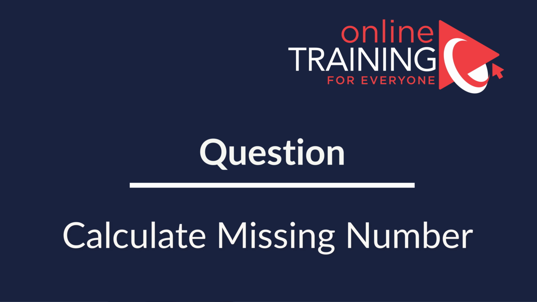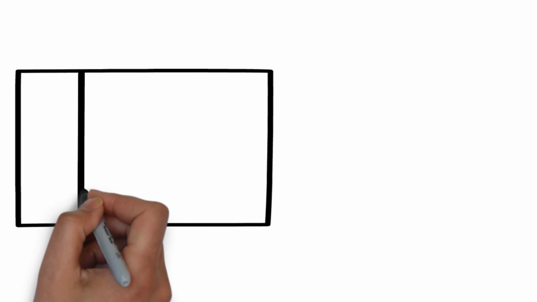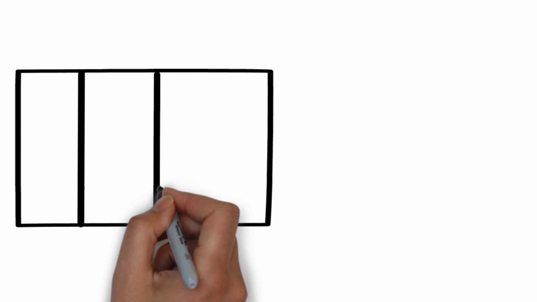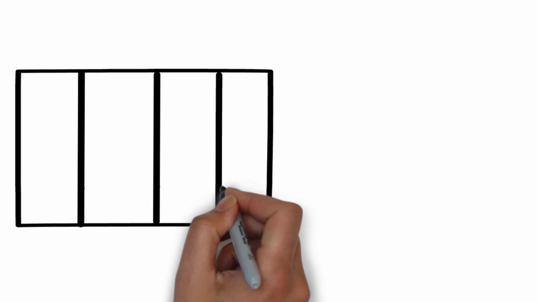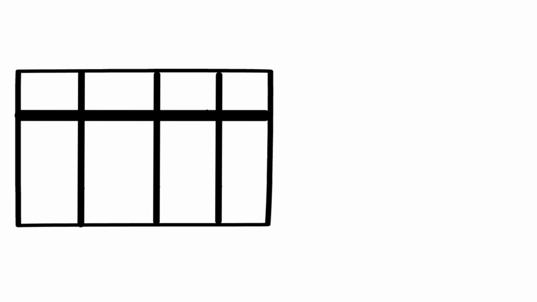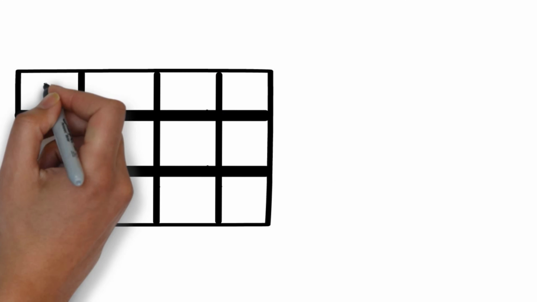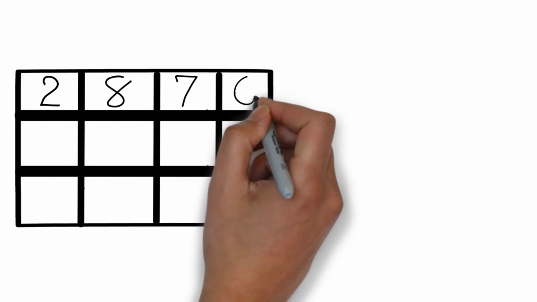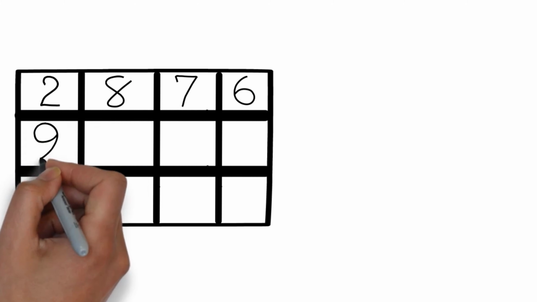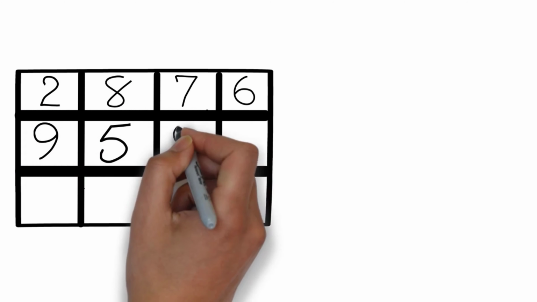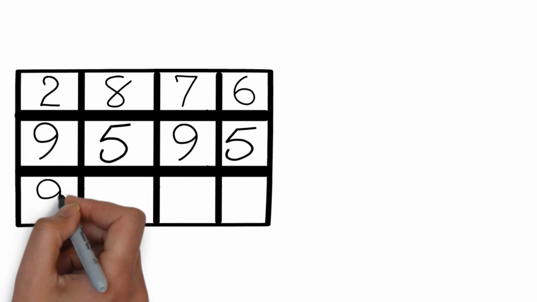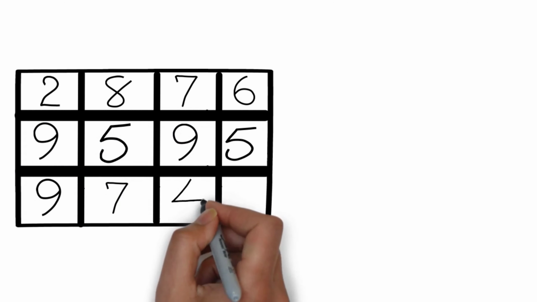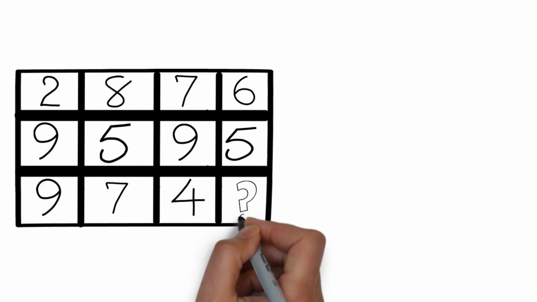Here's one of my favorite questions because it is very frequently used in a test. You're presented with the matrix, 4x3 matrix. Each cell in the matrix has numbers. For example, first row in the matrix has numbers 2, 8, 7, and 6. Second row has numbers 9, 5, 9, 5. And the third row has numbers 9, 7, 4, and one number in the bottom right corner is missing.